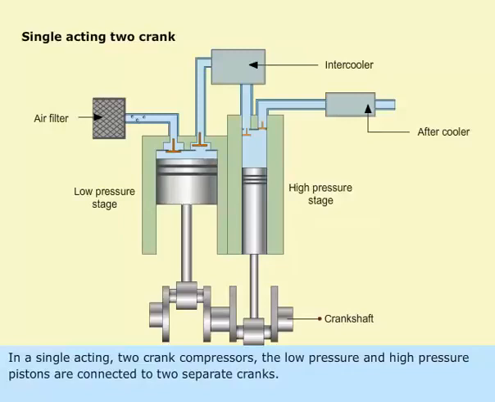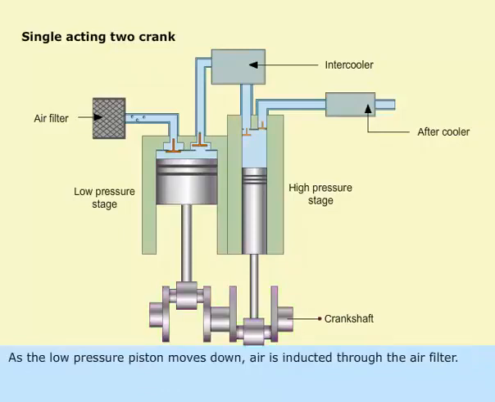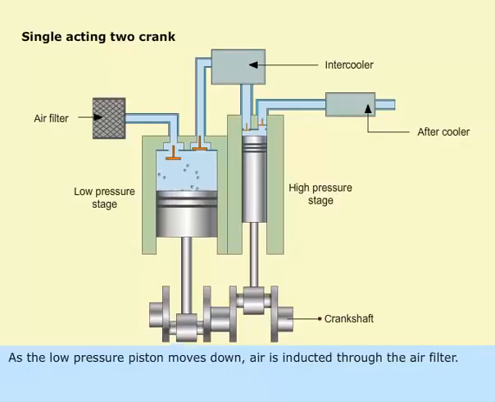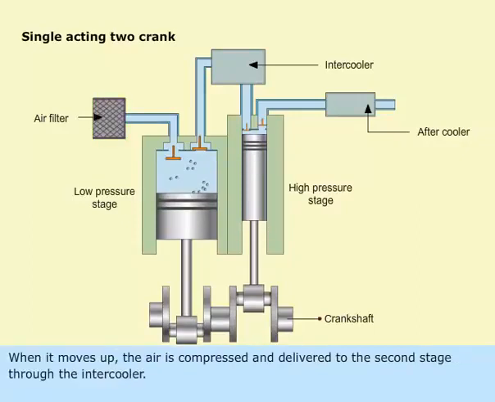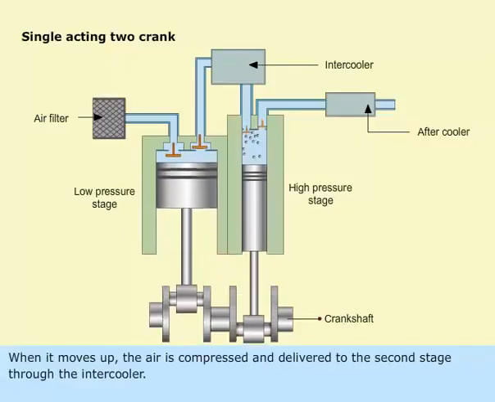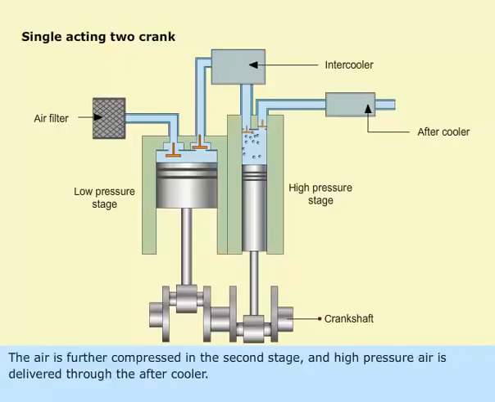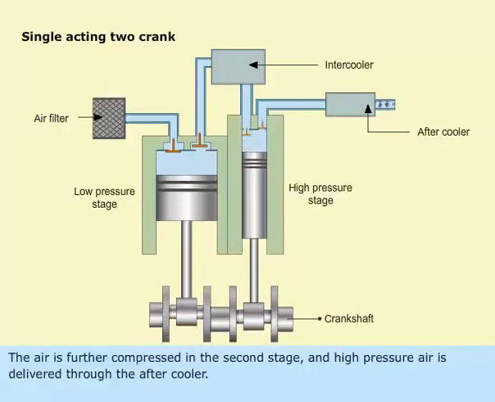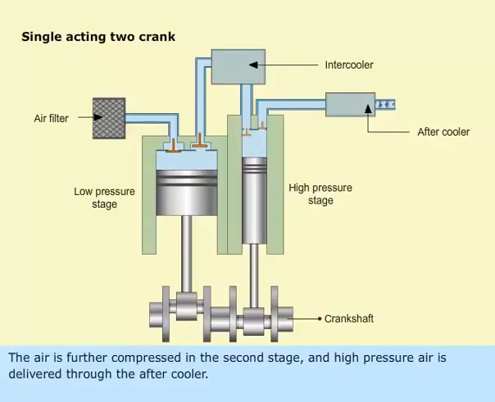In a single-acting, two-crank compressor, the low-pressure and high-pressure pistons are connected to two separate cranks. As the low-pressure piston moves down, air is inducted through the air filter. When it moves up, the air is compressed and delivered to the second stage through the intercooler. The air is further compressed in the second stage, and high-pressure air is delivered through the aftercooler.